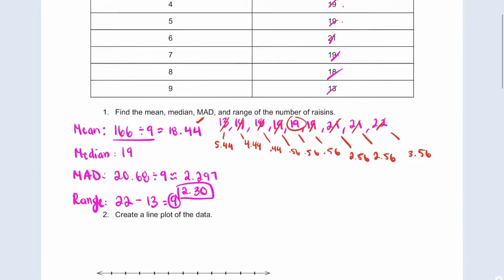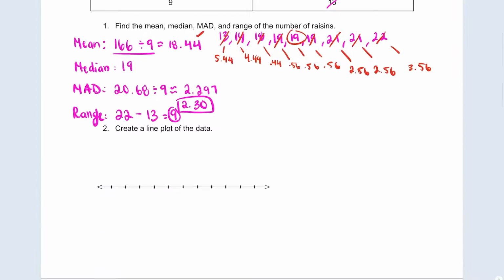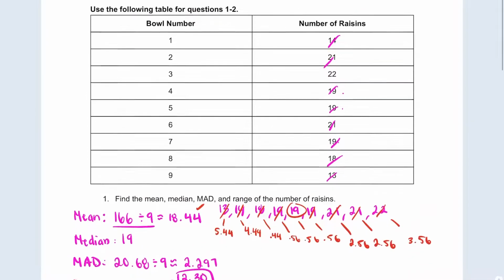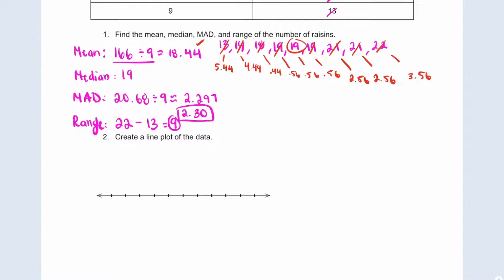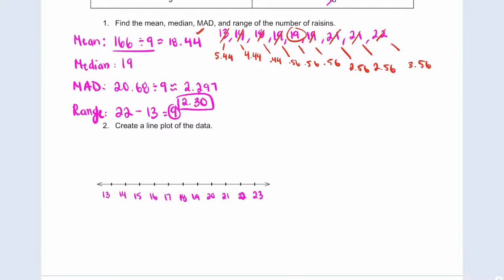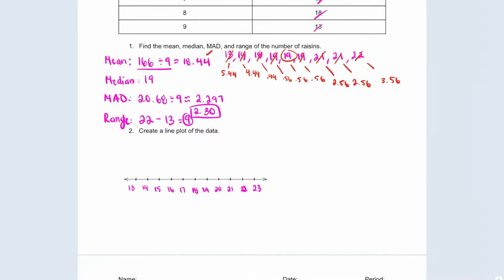So let's go ahead and create a line plot of this data. Hopefully we have enough tick marks here. Let's go ahead and see. So my lowest number is 13, 14, 15, 16, 17, 18, 19, 20, 21, 22, and 23. Excellent. With your line plot, you guys, do not forget a title. So this is going to be the number of raisins.